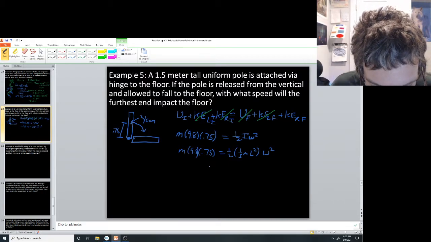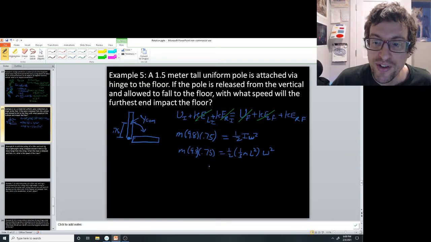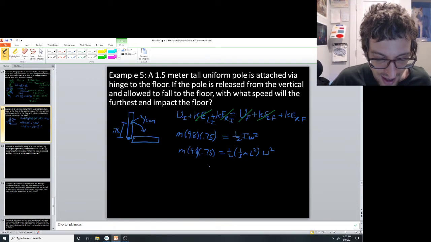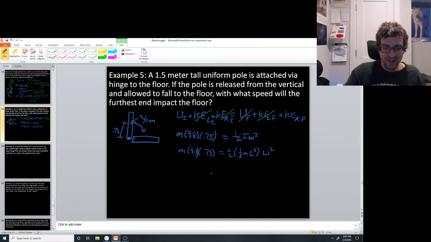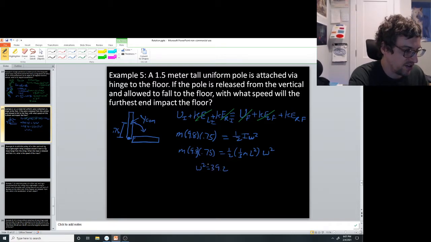I goofed in my math. I goofed just a little bit. Little teensy bit of goofing. But it's actually okay. When you do this, you get omega squared equals 39.2. And after this, I actually don't know the answer to a bunch of this stuff, so you're going to have to give me a second to do the calculations here.